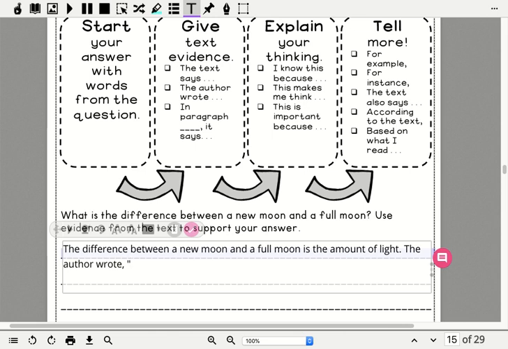And I am looking at the third paragraph, the first sentence says, the new moon phase is when the moon is between the earth and the sun. People cannot see any of the moon lit up during the new moon phase. So that is the sentence I'm going to use, the second one. So people can not see any of the moon lit up during the new moon.